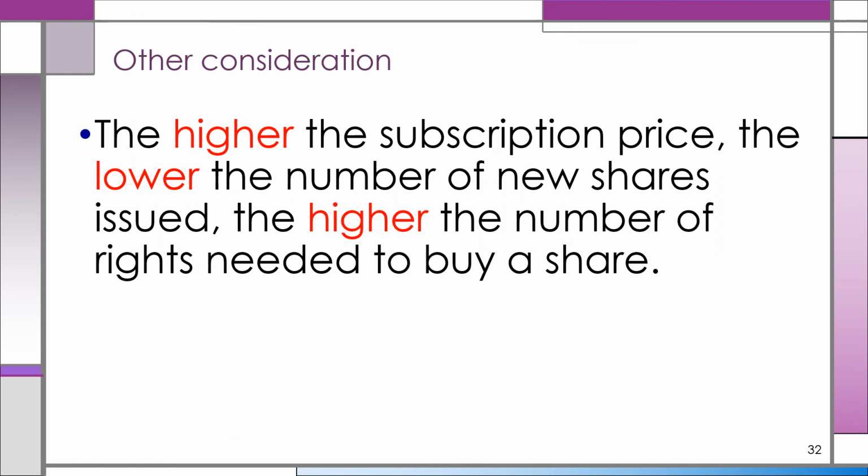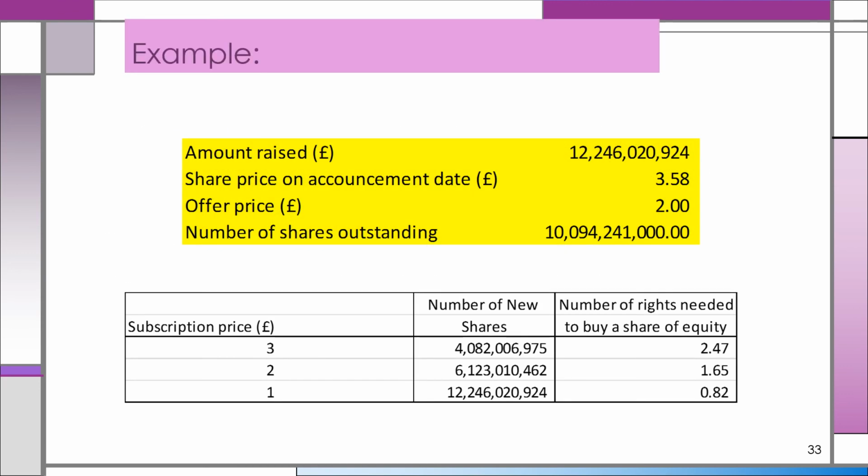One of the important decisions of the financial management team is to decide on the subscription price for the new shares. Take note of the relationship here. The higher the subscription price, the lower the number of new shares issued, and the higher the number of rights needed to buy a new share. I hope you will try out the calculation in this example. You can explore the relationship between the subscription price and the number of new shares.